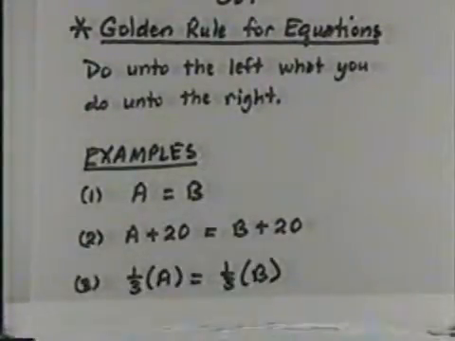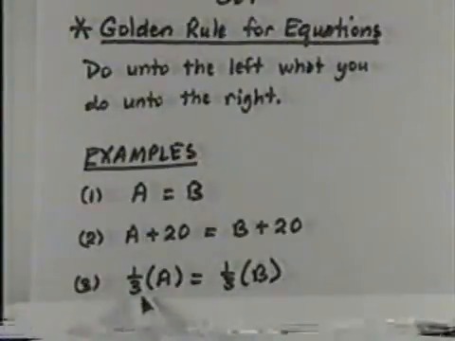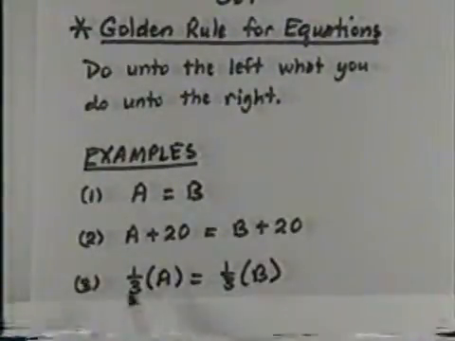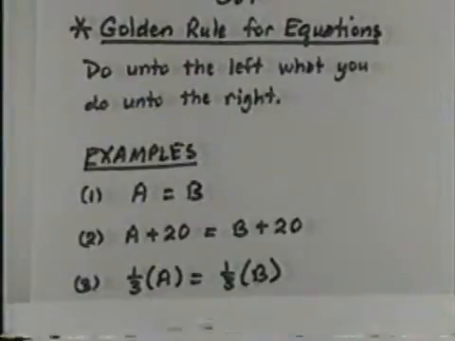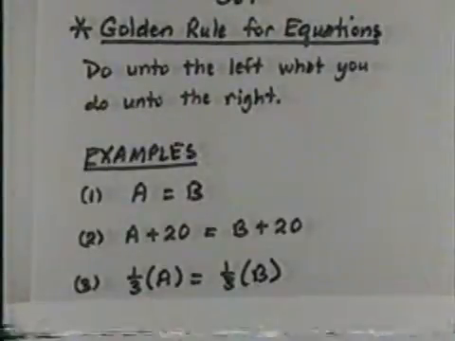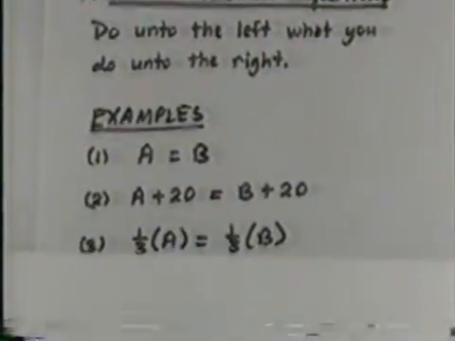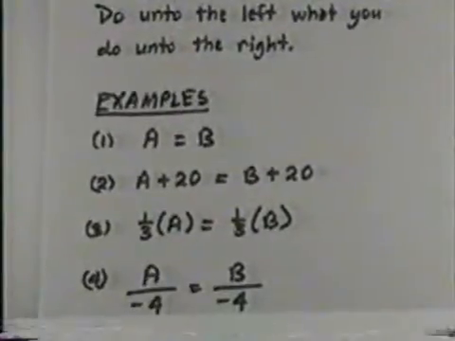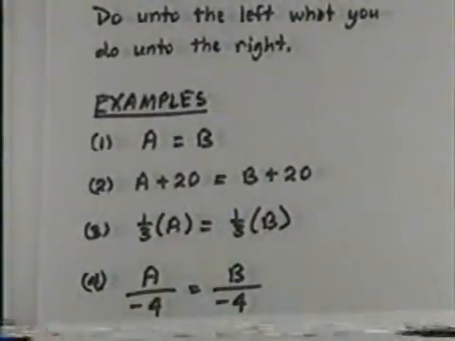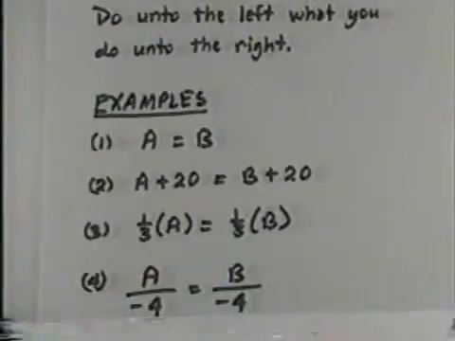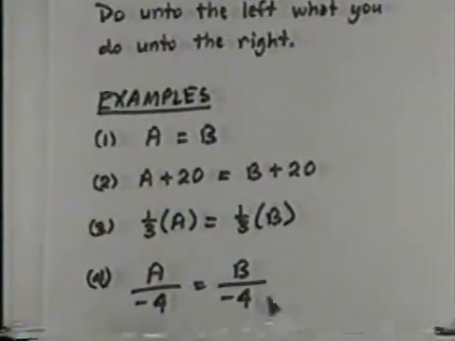We can take the A and B and multiply both sides by, say, 1/3. 1/3 times A, 1/3 times B. We get the same thing. We can divide both sides by something. For instance, by -4. So A divided by -4 is the same as B divided by -4.